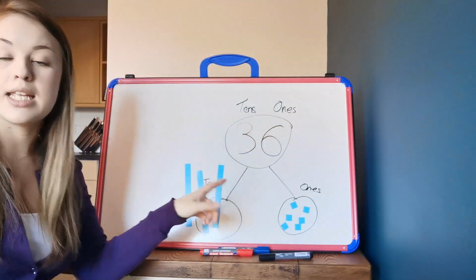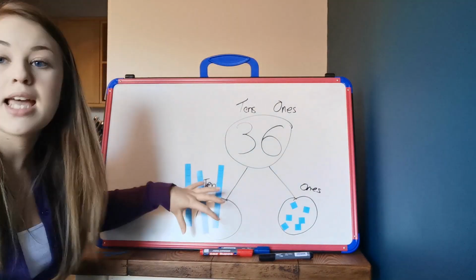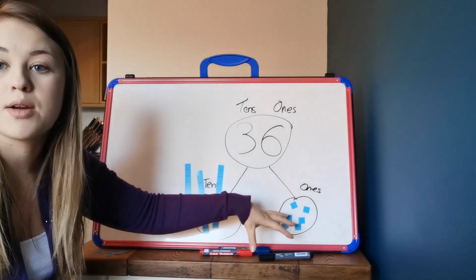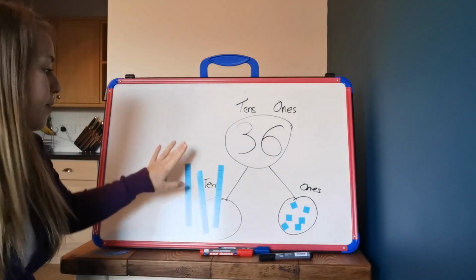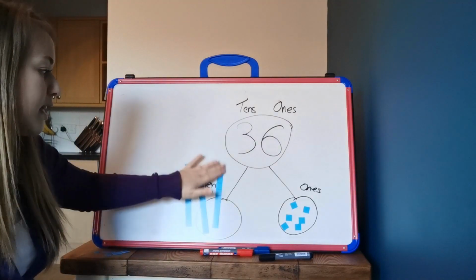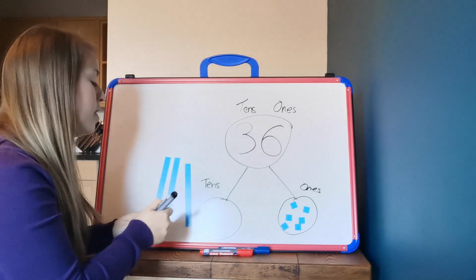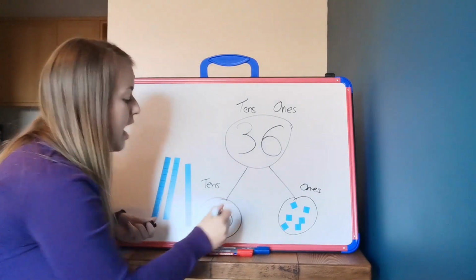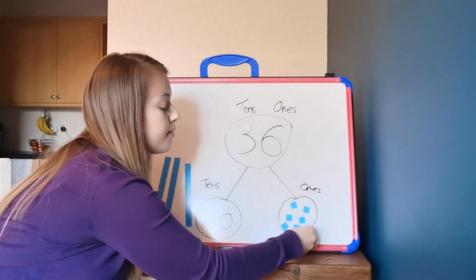Now that I've separated it into tens and ones, I can have a really good understanding as to how many tens there are in that number and how many ones there are in that number, because I'm counting them as separate parts. So this here would be 10, 20, 30. So this number is made up of 30. And then this part is made up of 1, 2, 3, 4, 5, 6.